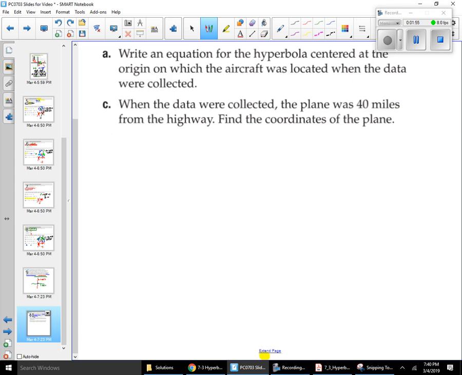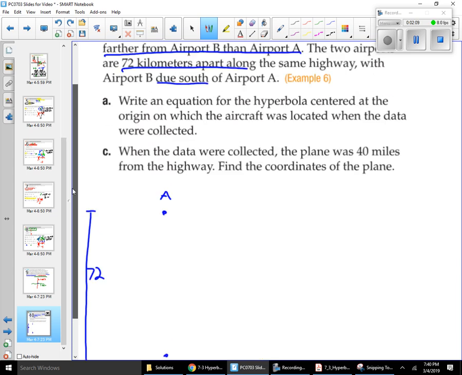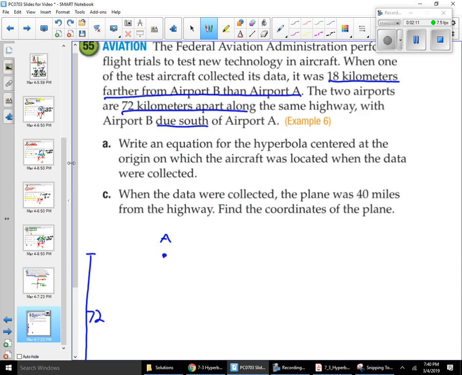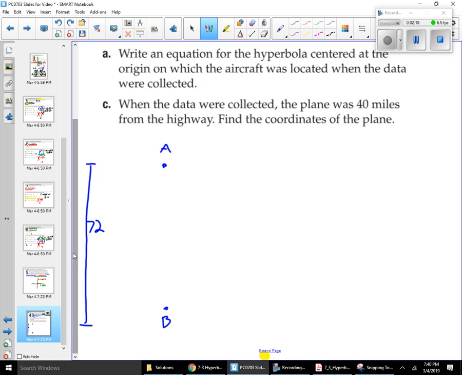So let's go ahead and sketch that. I have an airport A and an airport B. I know how far away those two airports are, and at first glance, we're not totally sure where the hyperbola is here. It's actually hidden right here, 18 kilometers further from one airport than another one. Keep in mind, that's the definition of a hyperbola. The difference between two distances is always constant.